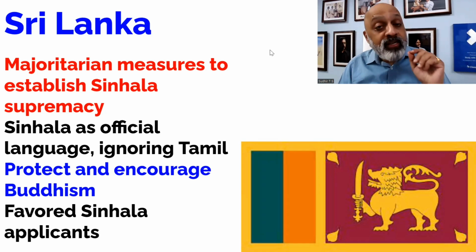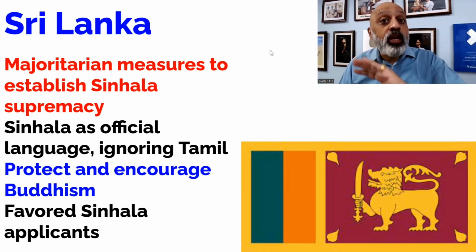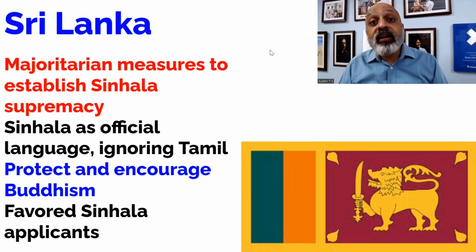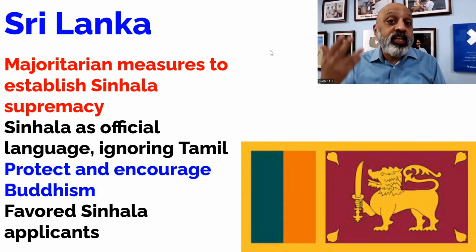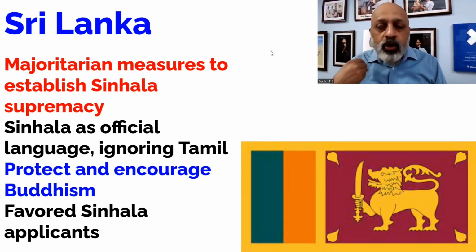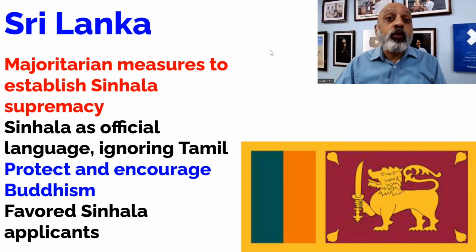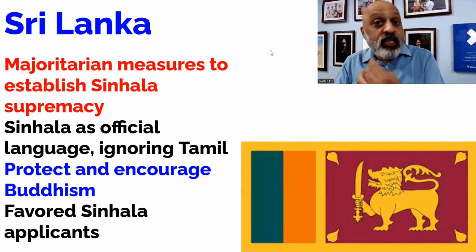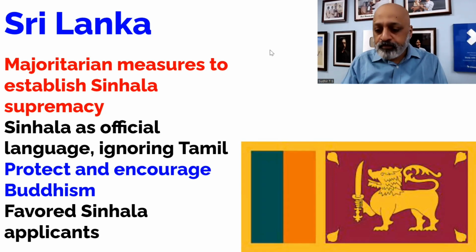What did they do? They made Sinhala the official language, ignoring Tamil. They protected and encouraged Buddhism as the religion. They favored Sinhala applicants in university admissions and government jobs. The new constitution stipulated that the state shall promote and encourage Buddhism. So if I am not a Buddhist, how will I feel that the state does not even encourage or allow me to practice my religion, to pray to my God? You understand that? These things can upset a lot of people, quite understandable, right?